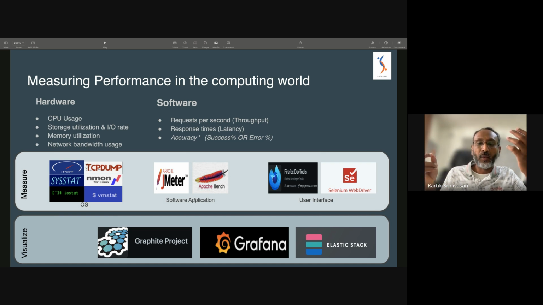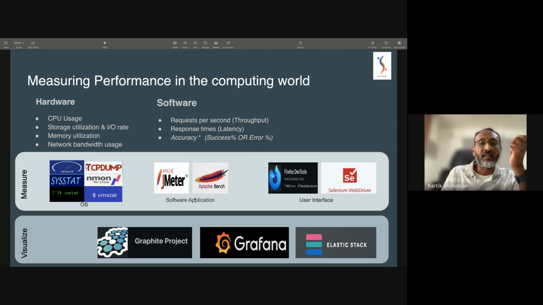So if we were to take the concept of performance and bring it to the hardware world, you can look at performance in terms of CPU utilization, storage utilization and IO rates, and memory utilization. You can probably look at network bandwidth utilization and usage also as an indicator of performance. When it comes to software, you can look at requests per second or data transferred per second, response times or the time it takes to serve a request, and then success or error percentages. Again, controversial, but we will include it in the context of the performance discussion.